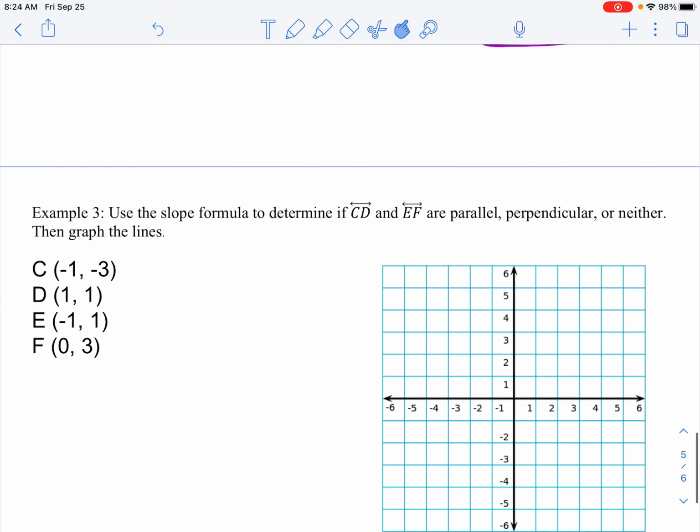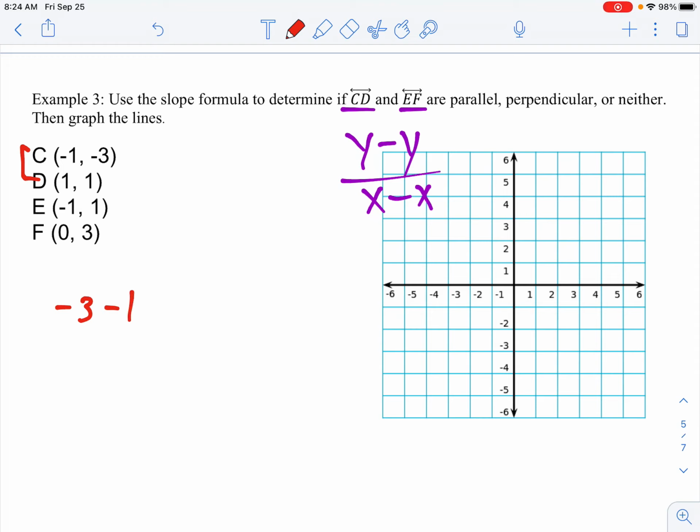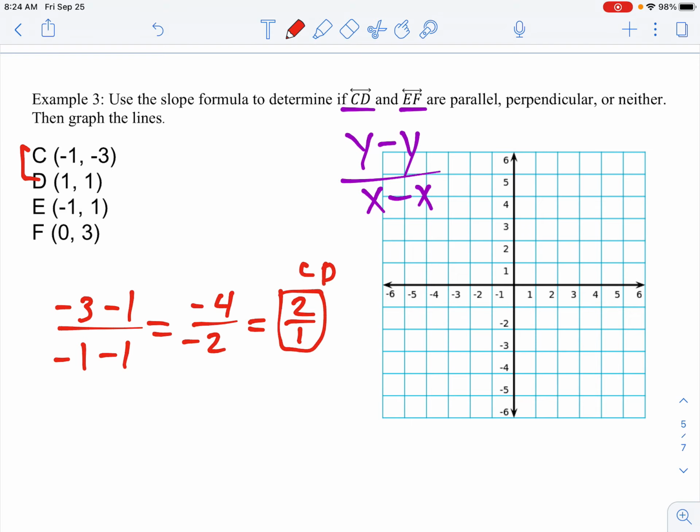All right, let's go to our last one. Use the slope formula to determine if CD is parallel to EF. Slope formula is y minus y over x minus x. It wants us to do CD. So, negative 3 minus 1 and negative 1 minus 1. That gives me negative 4 over negative 2, which will reduce to positive 2 over 1 for CD.